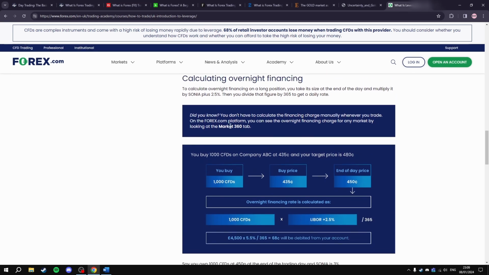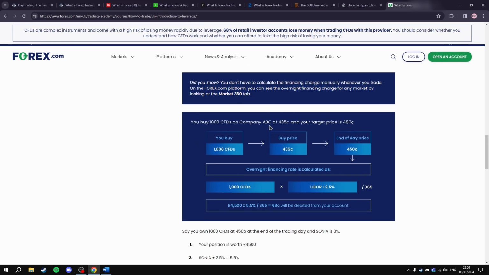Calculating overnight financing. To calculate overnight financing on a long position, you take its size at the end of the day and multiply it by SONIA plus 2.5%. Then you divide that figure by 365 to get the daily rate. Did you know you don't have to calculate the financing charge manually whenever you trade? On the Forex.com platform, you can see the overnight financing charge for any market by looking at the Market 360 tab.